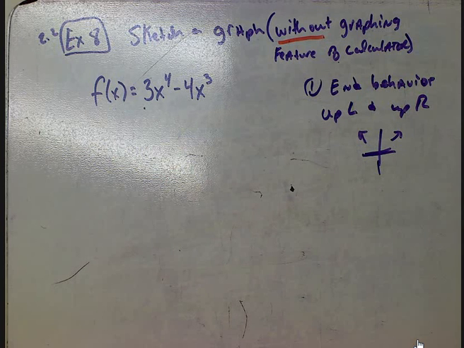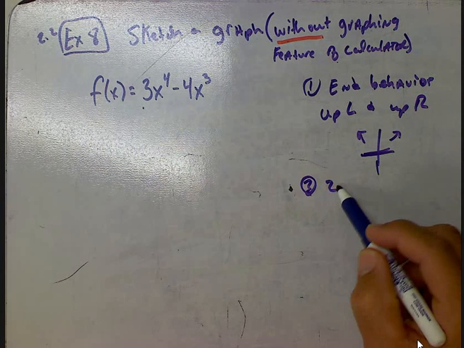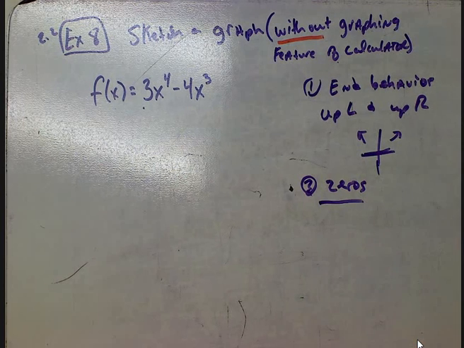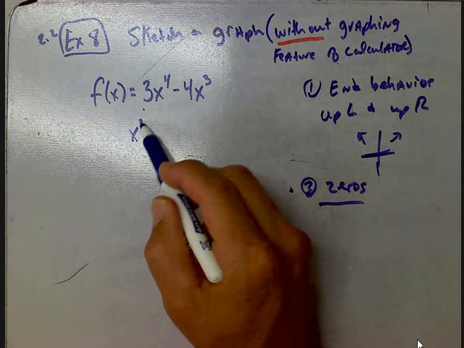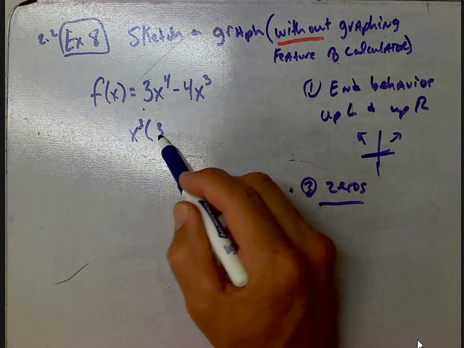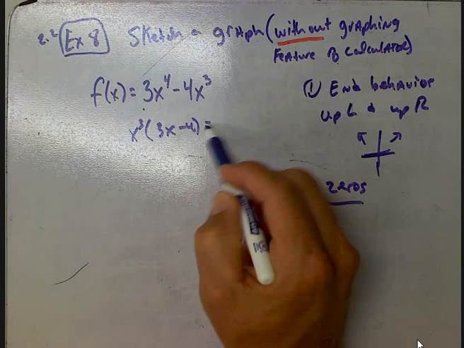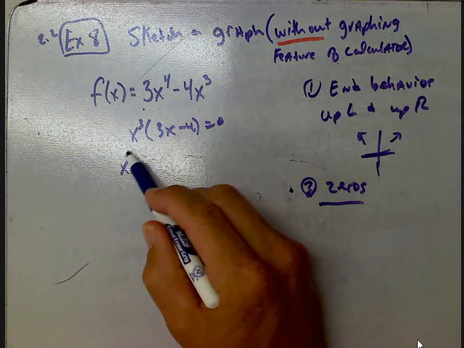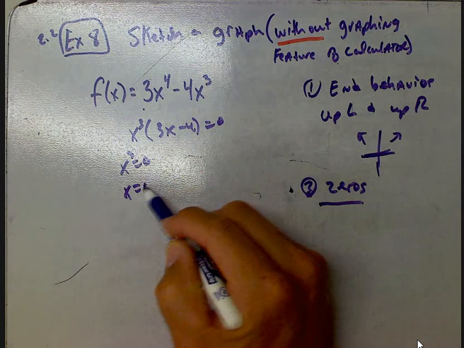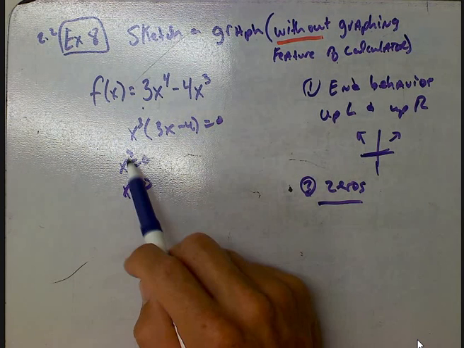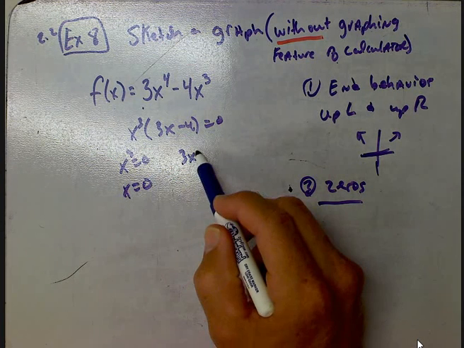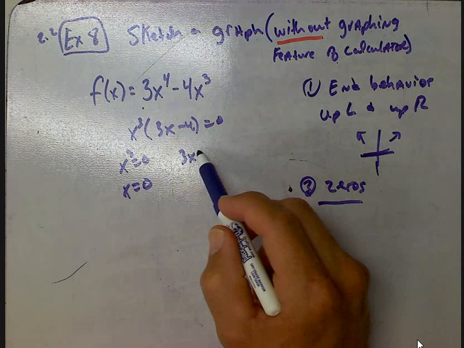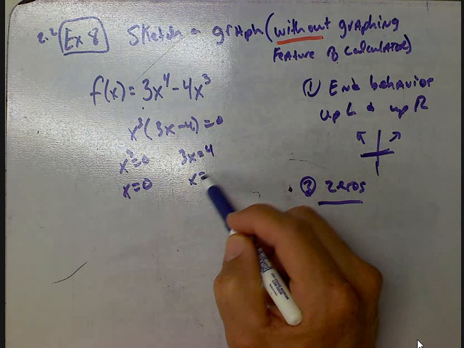Step 2, zeros. Let's locate the zeros. So to solve this, it looks like I can factor out x to the third. It's going to leave me with 3x - 4 = 0. So if x cubed equals 0, x equals 0. We know this is a multiplicity of 3 because we just cube rooted it to get 0. 3x - 4 = 0, so 3x is 4, x equals 4/3.